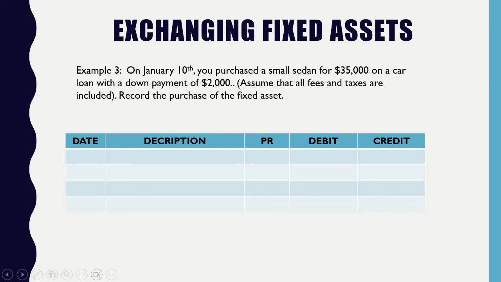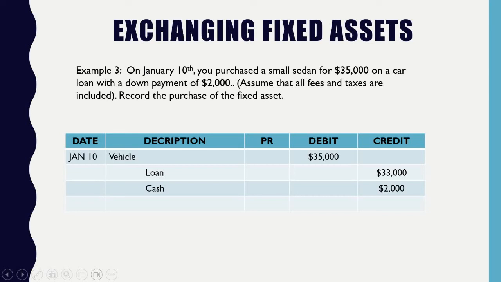All right. So for this example, if on January 10 you purchased a small sedan for $35,000 on a car loan, with a down payment of $2,000, assume that all fees and taxes are included. Record the purchase of this fixed asset. So we bought a vehicle. We paid $2,000 and we took out a loan for $33,000.